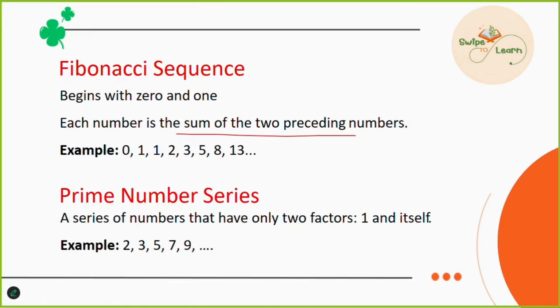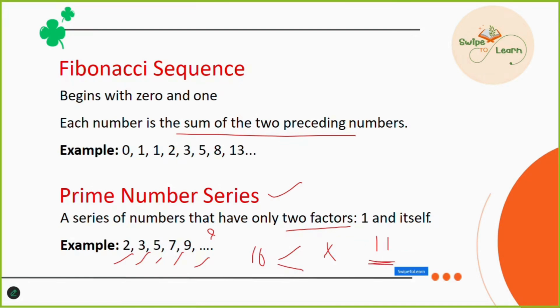Okay. Next, the prime number series. We are all aware of prime numbers. A prime number is a number which has only two factors. So 2 is a prime number, 3 is a prime number, 5 is a prime number, 7 is prime, and 9 is prime. What is the next prime number? Is 10 a prime number? No, because it has more than two factors.